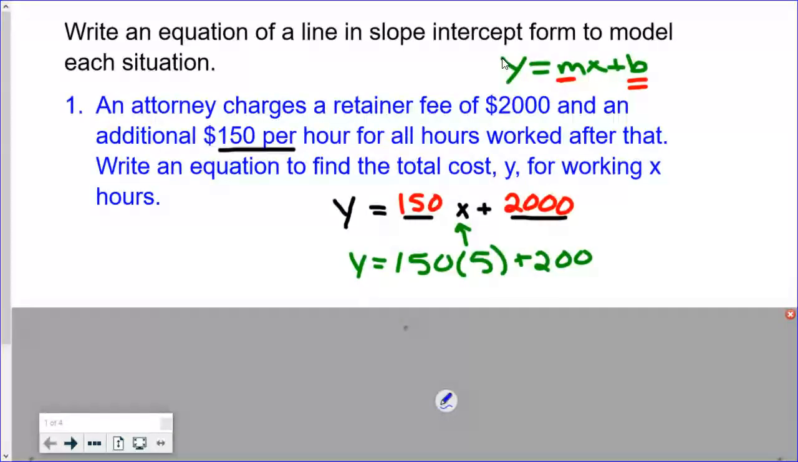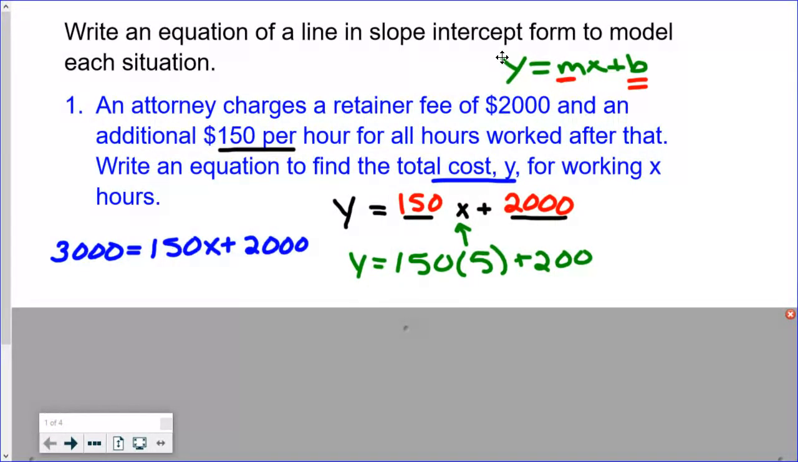Versus if I said you got a bill from your attorney for $3,000, total bill. How many hours did they work for you? That would be different. That would be like when I put the 3,000 as the total, if you look here, and we don't know how many hours they worked, so I would write that kind of an equation.